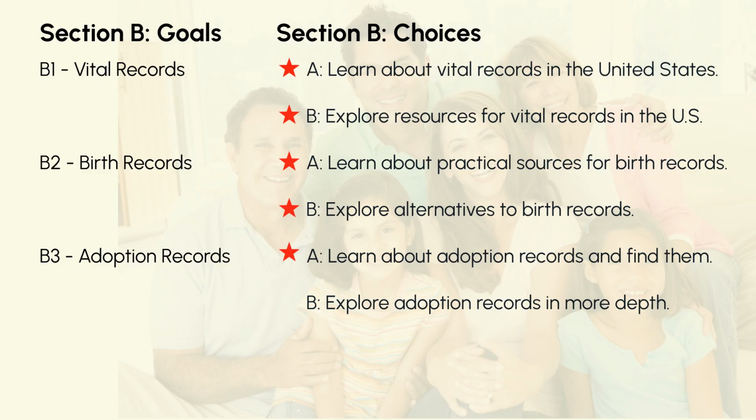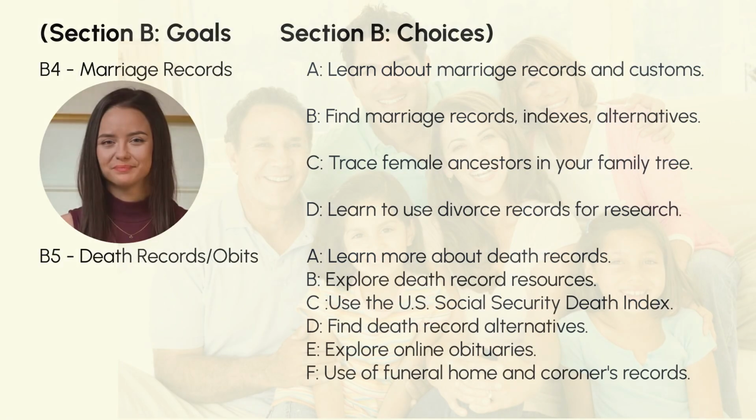In Goal B3, Choice A introduces adoption in the U.S. and tracing adopted ancestors, while Choice B does a deeper dive into adoption records. Let's continue with Section B. In Goal B4, Choice A shows how to get started with a variety of types of marriage records.